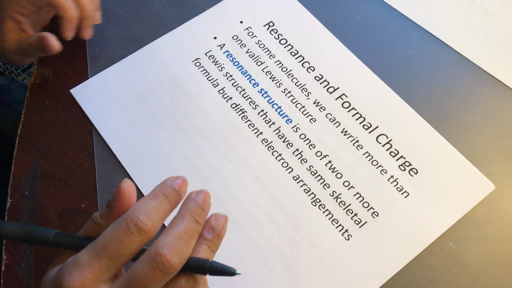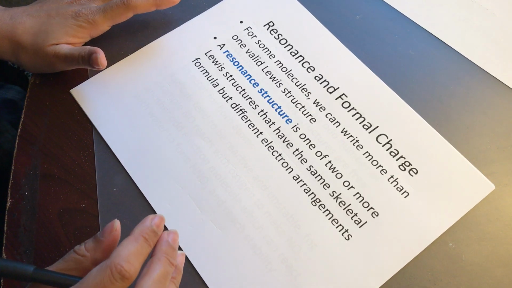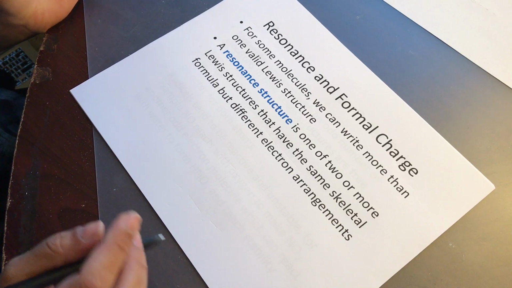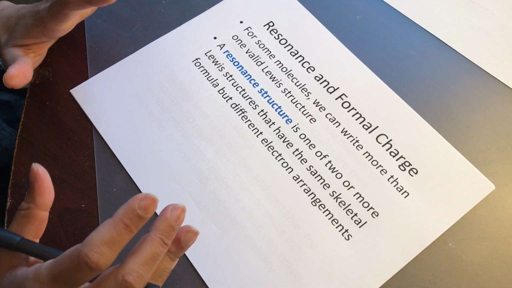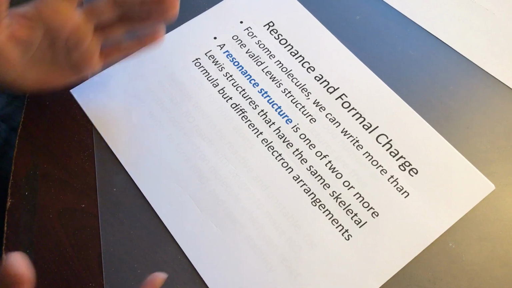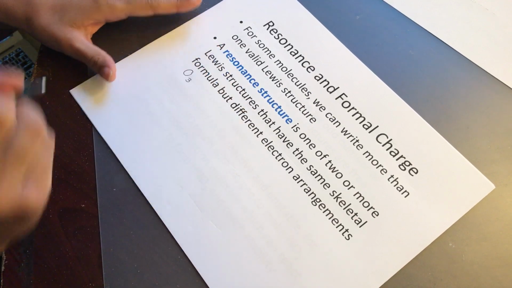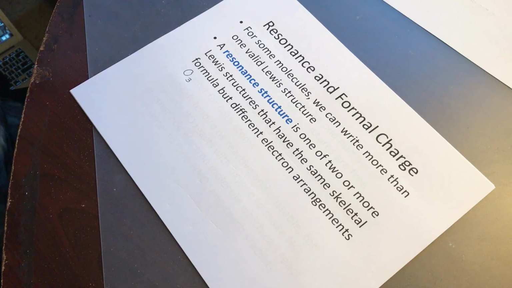Resonance and formal charge. For some molecules, you can actually have more than one possible structure, and that's called resonance. This usually happens when you have double bonds or triple bonds, and these can exist in multiple ways. I'll show you an example of that. A great example would be ozone. So take a moment to draw the Lewis structure for ozone. What will that look like?